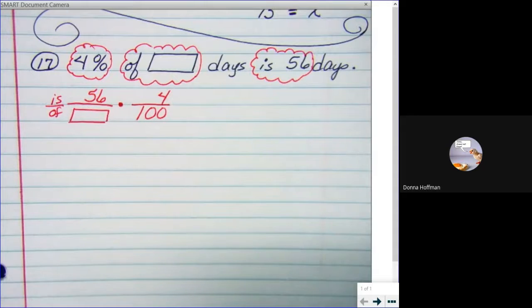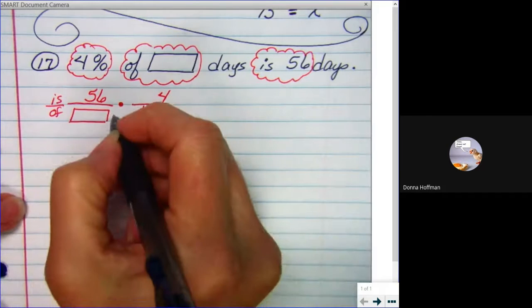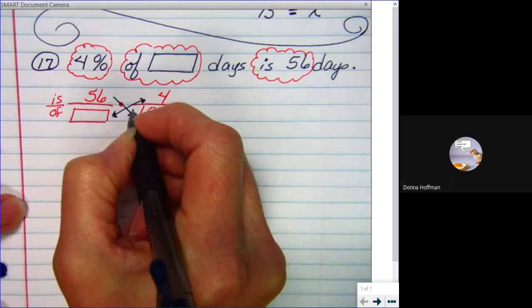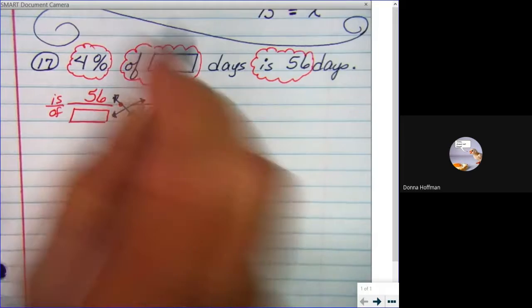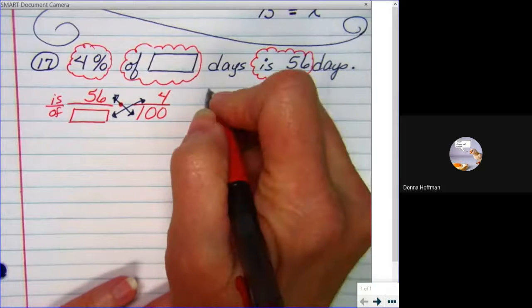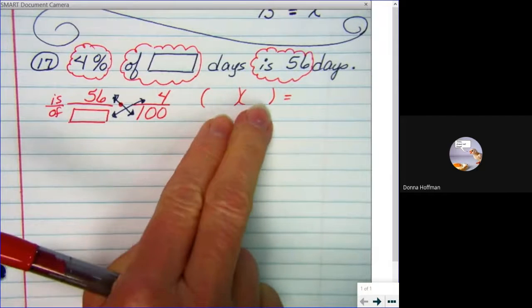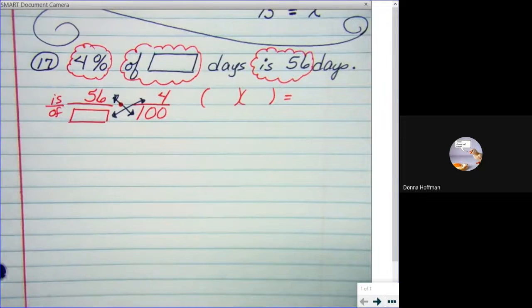Now, once you get it set up, guess what? Everything else is exactly the same. What do I do now? Cross multiply, right? And Riley, those parentheses is setting up for multiplication. Whatever goes inside there, they're multiplied against each other. Okay, babe? Who wants to set that up for me and tell me what goes in where? Nevaeh?